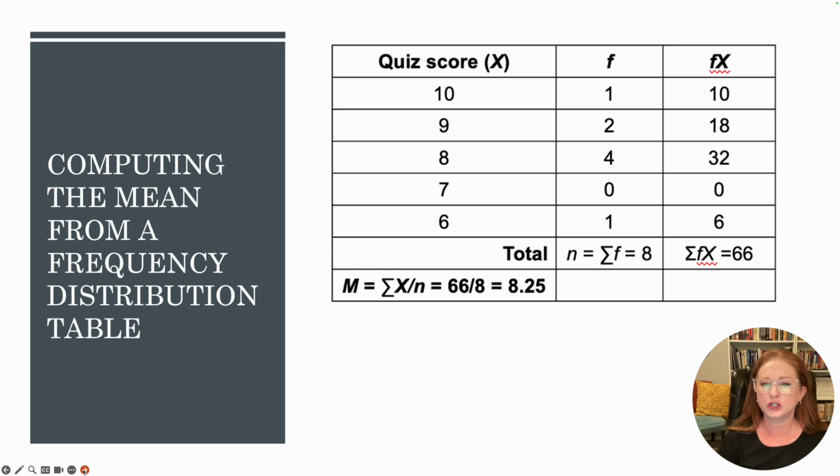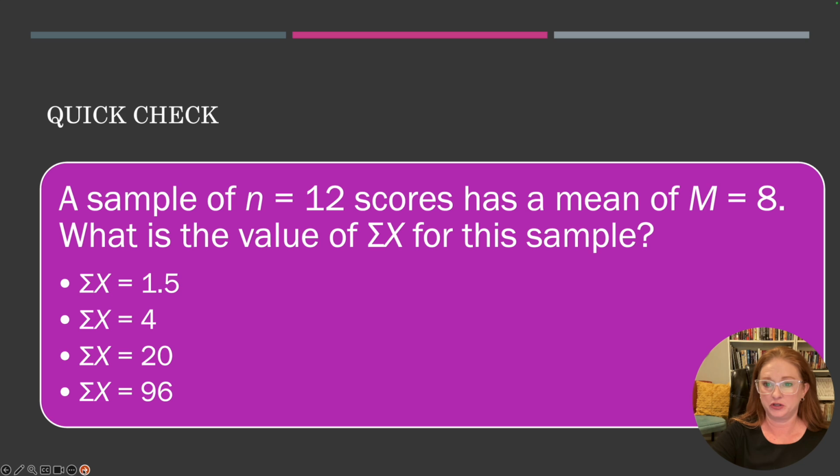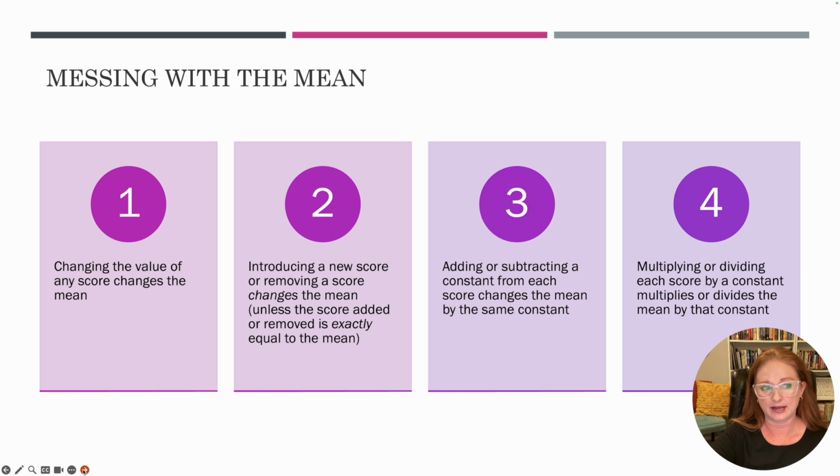So now we have 2 scores of 10 instead of 1, and we only have 1 score now of 9. That's going to mess with your average, right? It's going to pull it up. So changing the value of any score changes the mean, up or down. Number 2, introducing a new score or removing a score, unless the score is exactly the same, is also going to mess with the mean, right?